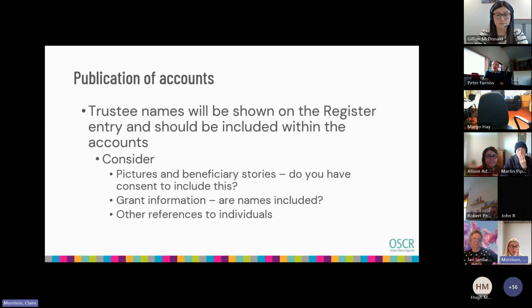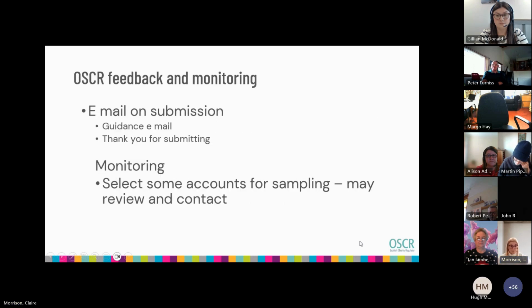Another note of caution is to be really careful about what you upload. Make sure you do only upload the accounts and nothing else. At the moment, we quite often receive copies of bank statements or invoices along with the accounts. We don't need these, and if they are uploaded in the future when we publish, then unfortunately they will show on our register. So please review your uploads carefully before completing the return.